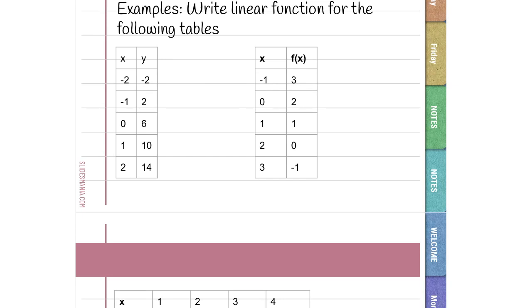All right. So for the first example, it says write a linear function for the following tables. So in order to write the linear function, we're going to have to find two things. We said it was the slope and the y-intercept, right? So I'm going to start with the slope, which is y2 minus y1 over x2 minus x1. And I'm using this formula because I'm going to pick 2 points to be able to use this formula, all right? So let's go ahead and do that.